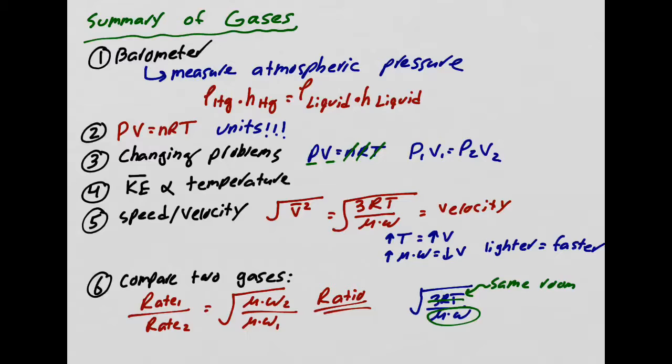Now, the last thing we talked about, we said that gases have a density, right? And the density of gases, the symbol is rho for density, is pressure times molecular weight over RT. And if you look at this equation, you can see that the higher the molecular weight, the heavier the atom is, the higher the density.